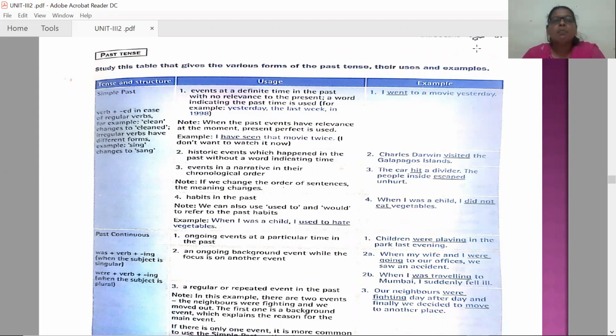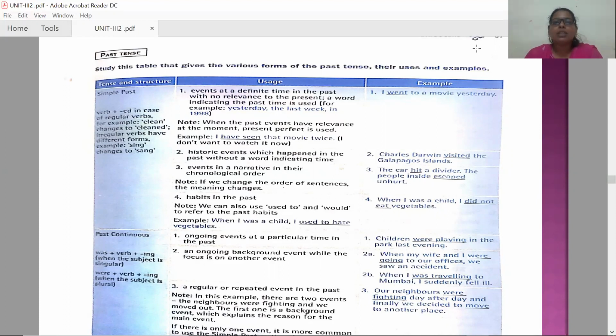Now let us see. The simple past verb form is verb plus ed in case of regular verbs. For example, clean changes to cleaned. But when it comes to irregular verbs, they have different forms, like sing, sang. You can't write sing, sang, sing, sang. The regular verb dance, danced, and all these things. Now let us see the usage.